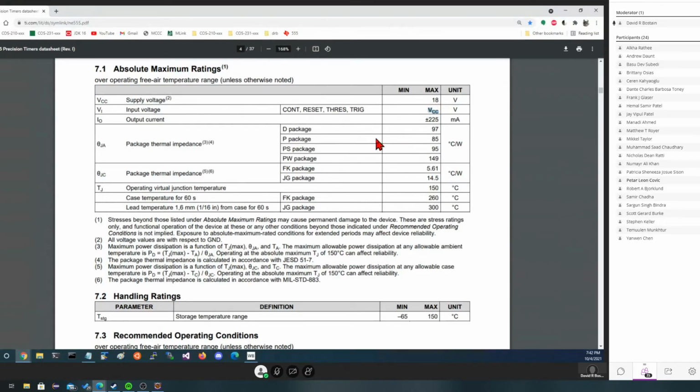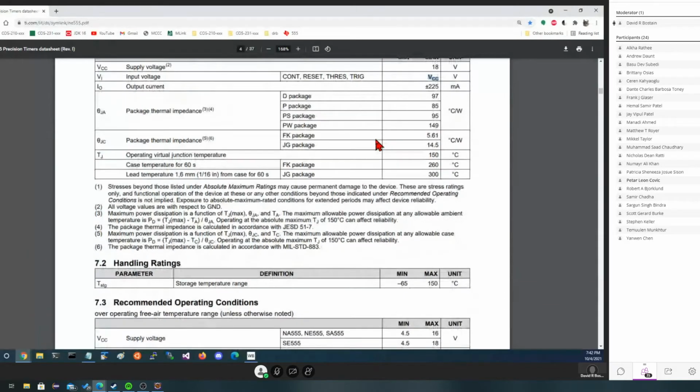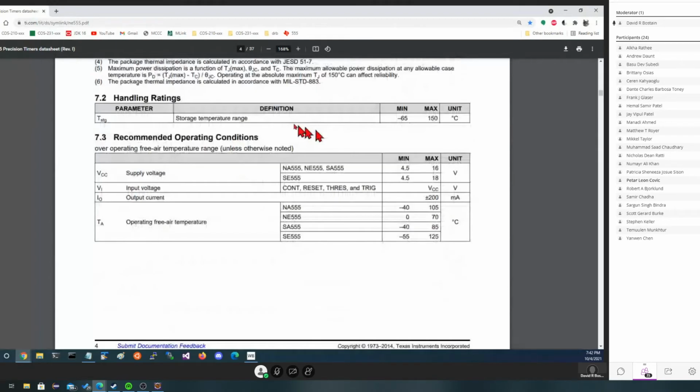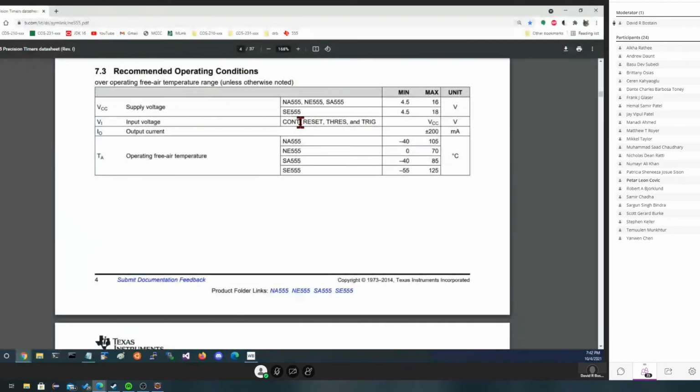We don't worry about thermal impedance. That gets a little too much for this class. Or the temperature of the chip. We're not going to worry too much about that, which would include our storage temperatures and things like that.